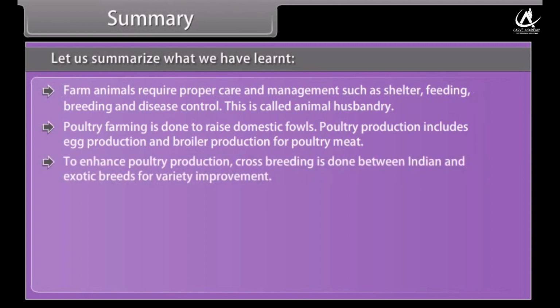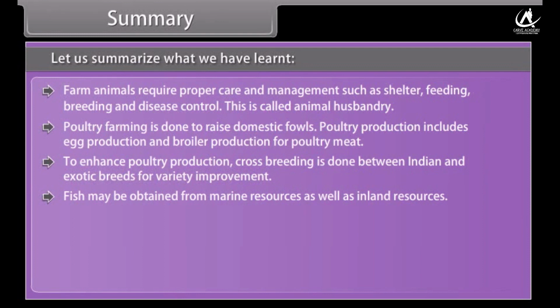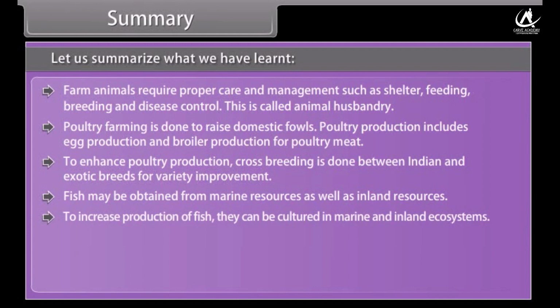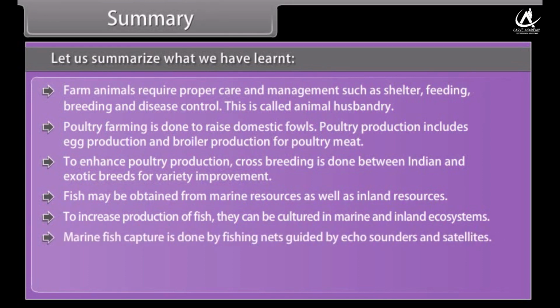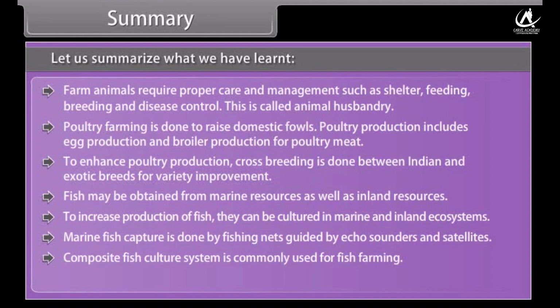To enhance poultry production, crossbreeding is done between Indian and exotic breeds for variety improvement. Fish may be obtained from marine resources as well as inland resources. To increase production of fish, they can be cultured in marine and inland ecosystems. Marine fish capture is done by fishing nets guided by echo sounders and satellites. Composite fish culture system is commonly used for fish farming. Beekeeping is done to get honey and wax.